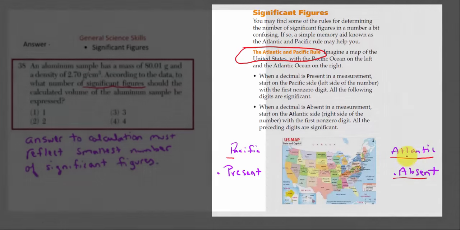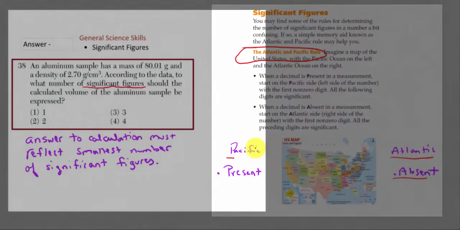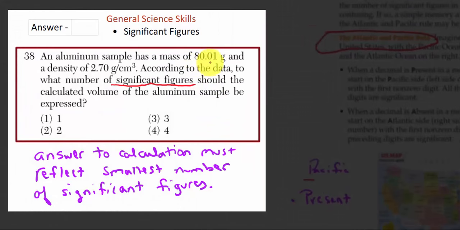So those are the basic rules for analyzing the numbers. So now we'll look at the 2 numbers in our question. 80.01. There is a decimal. We start on the Pacific side, so there's 1, 2, 3, 4 values in that number. On the other number, it's 2.70. Decimal's present, so we count 1, 2, 3 significant figures. So what is it going to be, 3 or 4?